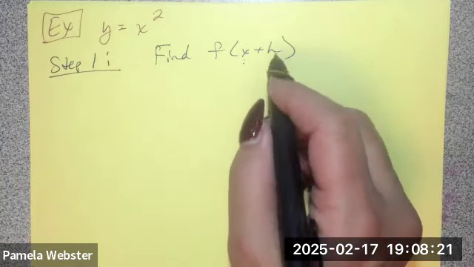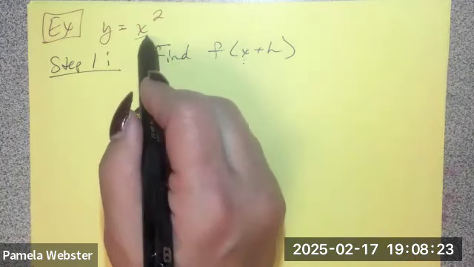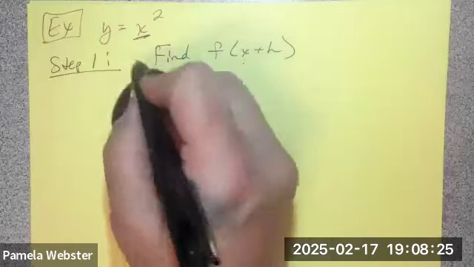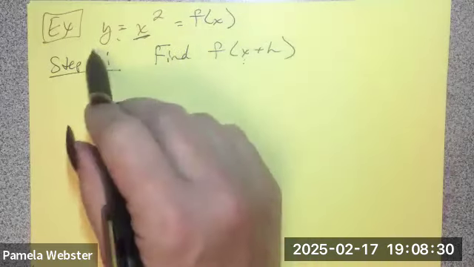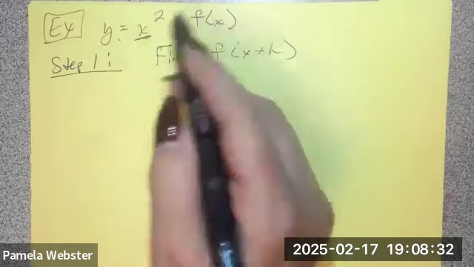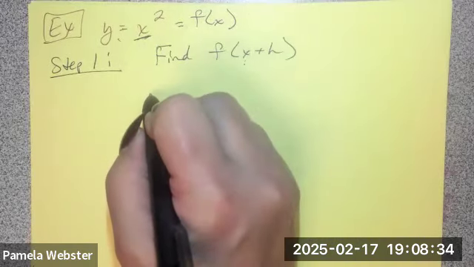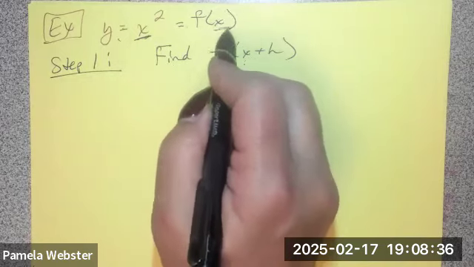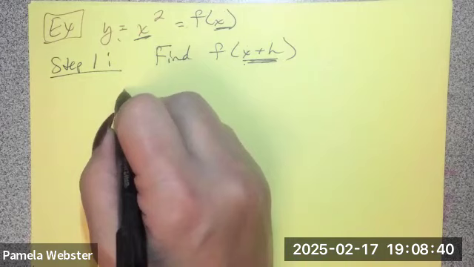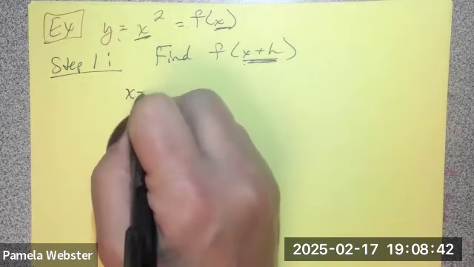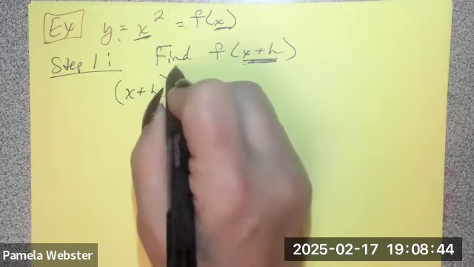So what did we say earlier? Everywhere we see an x, we put something else instead. Remember, this is my f of x. Y equals f of x. Those are the same. This is my functional value. So I'm going to plug in x plus h everywhere I see x. So that looks like x plus h squared.